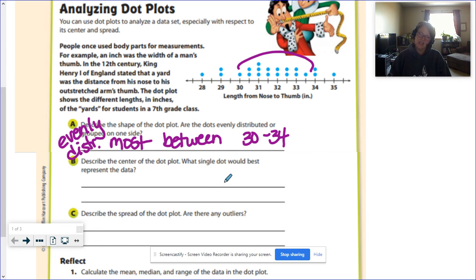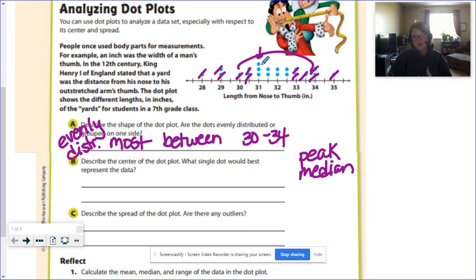Then it says, describe the center of the dot plot. What single dot would best represent your data? Sometimes the way we measure the data is to look for the peak. Is there a very pronounced high point? On this one, maybe 31. Sometimes we say, what's the median? If I started counting in from each end, 1, 2, 3, then about 31 and a half is the median. The peak is at 31.